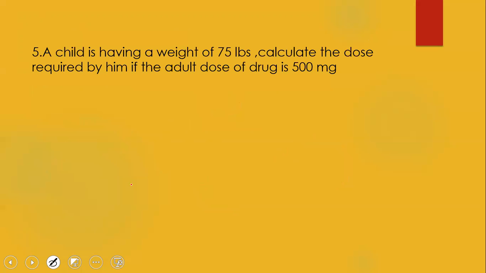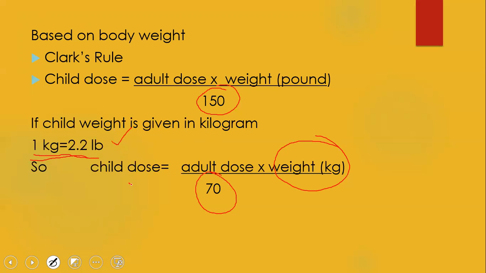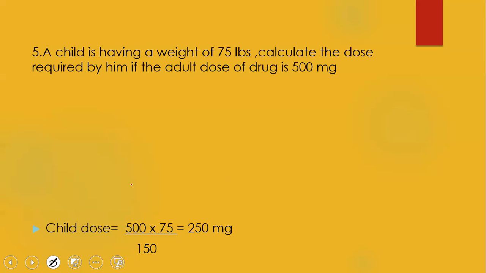Okay, moving to the question. A child is having a weight of 75 pounds. Calculate the dose required by him if the adult dose is 500 mg. So what is the formula? Clark's rule: adult dose into weight in pounds divided by 150. So child dose is equal to 500 adult dose into weight in pounds 75 divided by 150, which is 250 mg. So for a 500 mg drug, the child dose required is 250 mg.